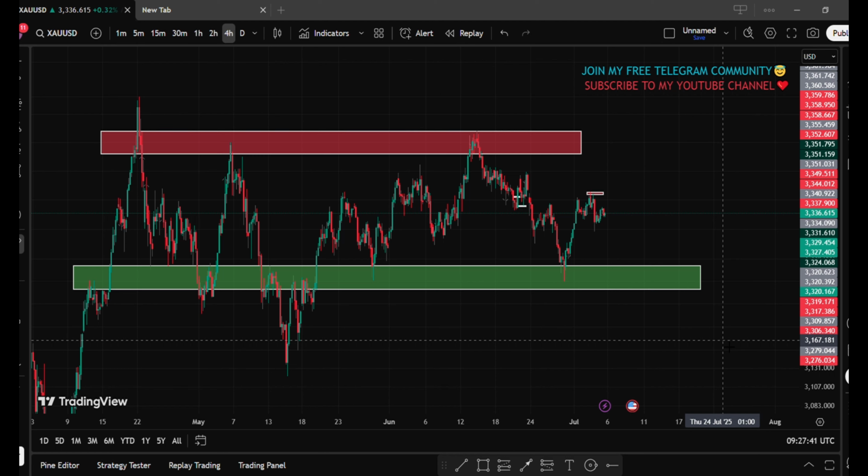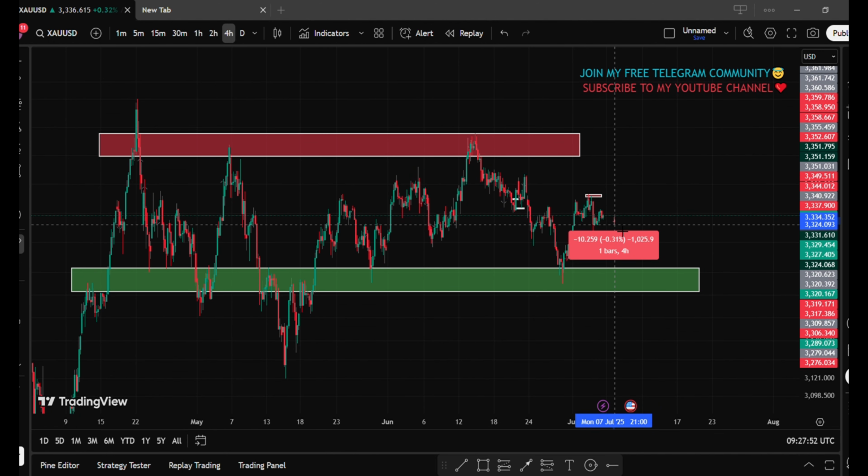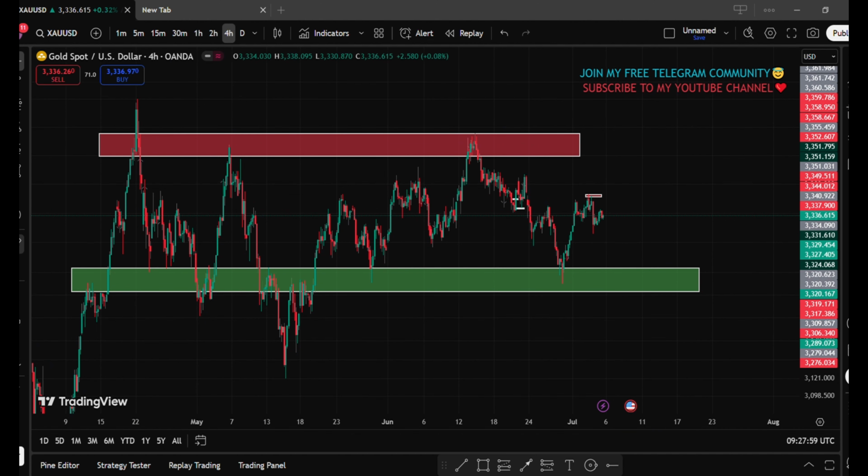Now if we check out 4-hour time frame, on 4-hour time frame this level can be a good support area, a good buying zone. So if the price comes till here, then we can wait for a retest and then we can plan a good buying entry on 4-hour time frame.